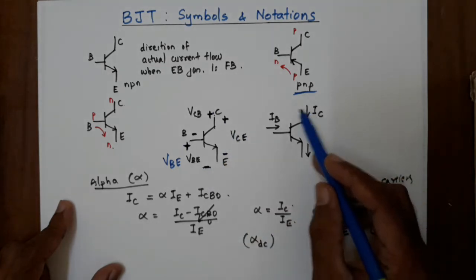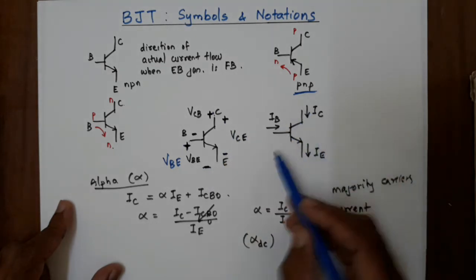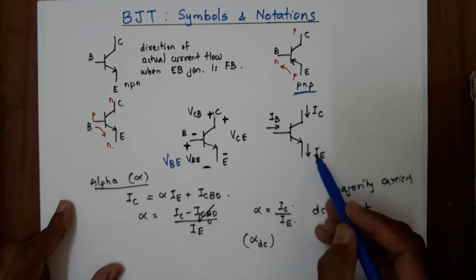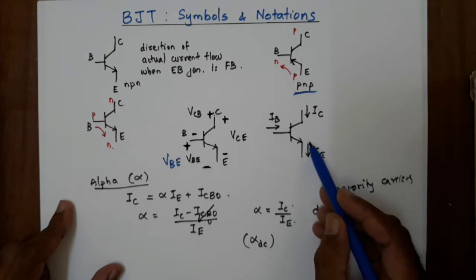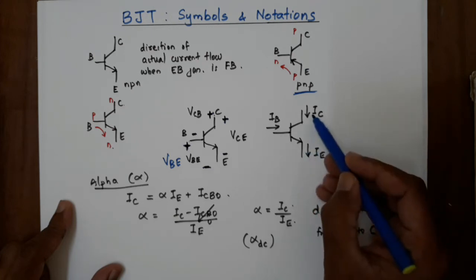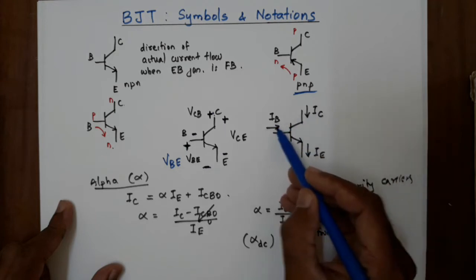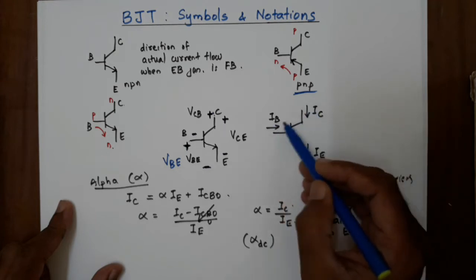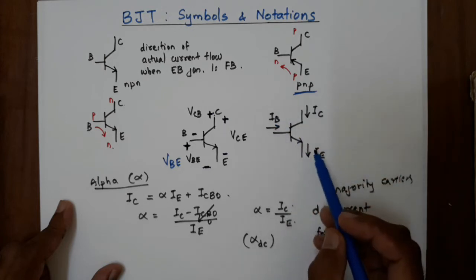Then the current conventions we have already seen in the previous video. For an NPN transistor, emitter current will be going out of the emitter terminal, and collector current and base current will be coming into the respective terminals. This is the convention used for current flow.